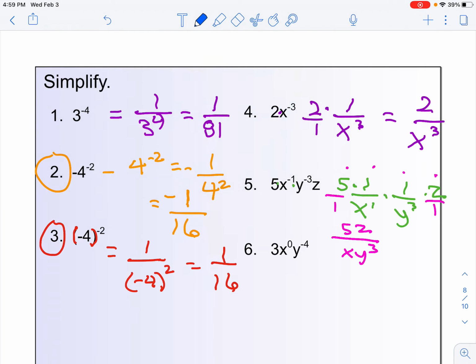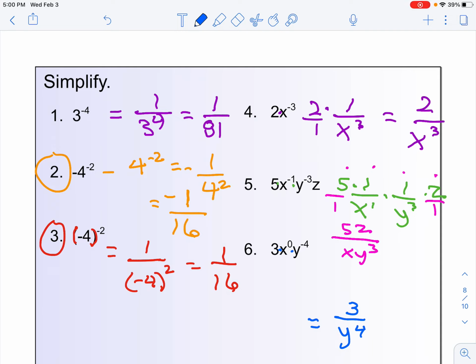All right, let's see if you can try this last one on your own. Give it a try. Remember, there's multiplying in between each one of these. So do what we did in number 5, write each of the pieces out separately, and then multiply the fractions back together. Pause the video and see if you can get this correct. If you got the right answer, you should have 3 over y to the fourth.